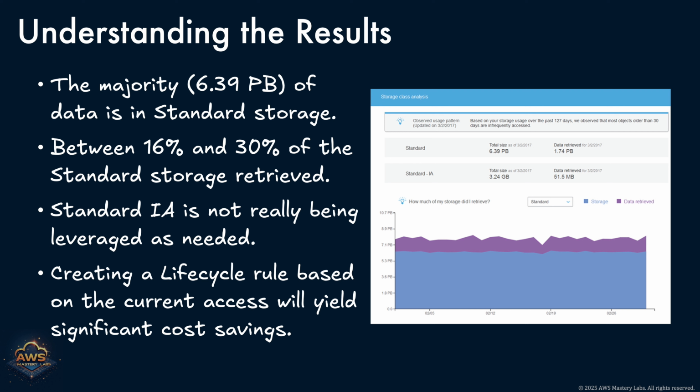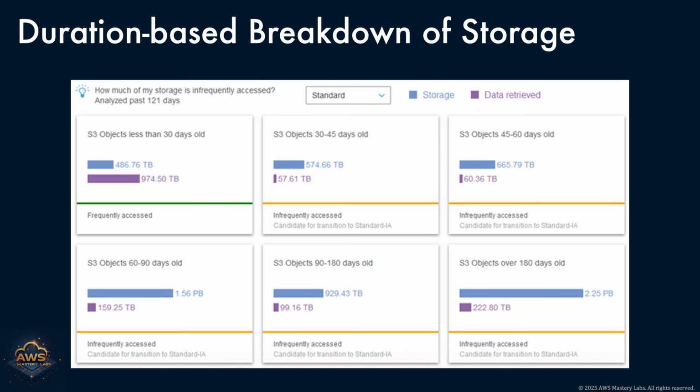Based on these findings, implementing a lifecycle policy that transitions infrequently accessed data from Standard to Standard-IA or other lower-cost storage classes would result in significant cost savings. By aligning storage class transitions with observed usage patterns, organizations can optimize their S3 costs while maintaining access efficiency for frequently used data. The illustration on storage allocation by object duration offers a deeper look into how long data remains in Amazon S3 before being accessed or retrieved.